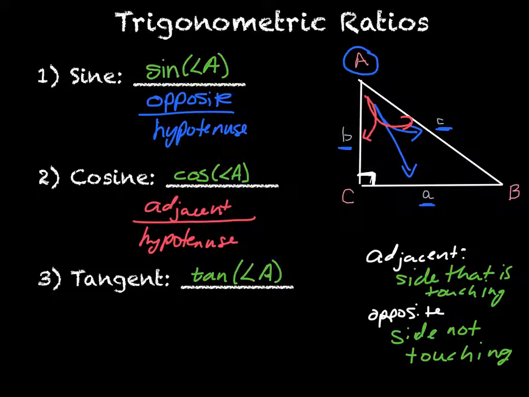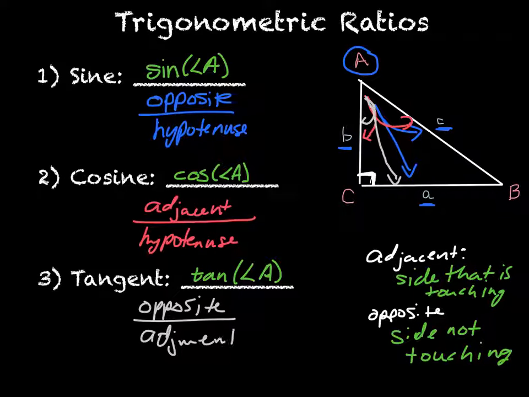And then finally, the last one is going to be tangent. Tangent is kind of unique because it is going to be the opposite side over the adjacent side. Okay, so that's how we're going to use the right triangle and use the different side lengths to find what we need to find.